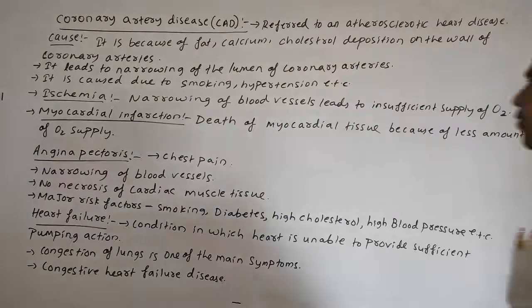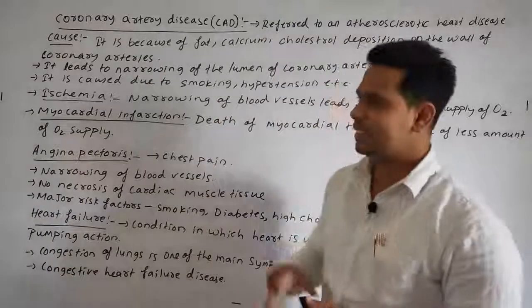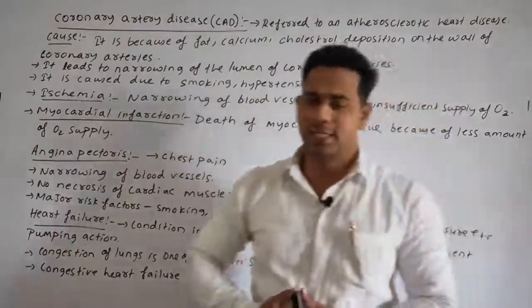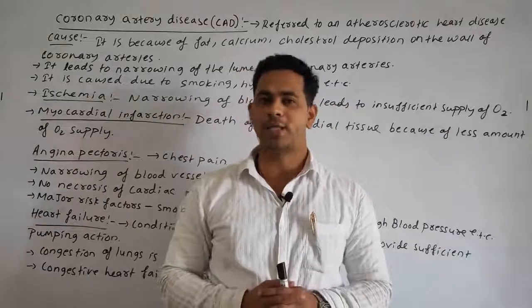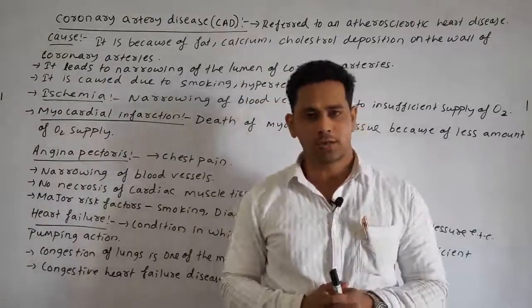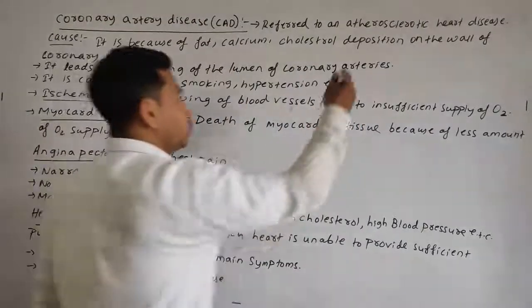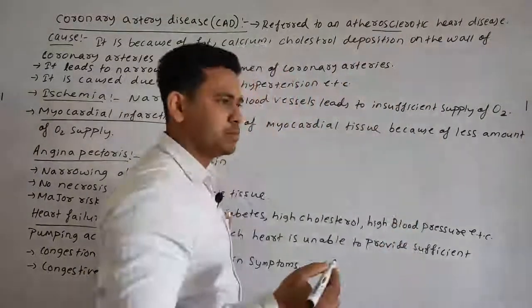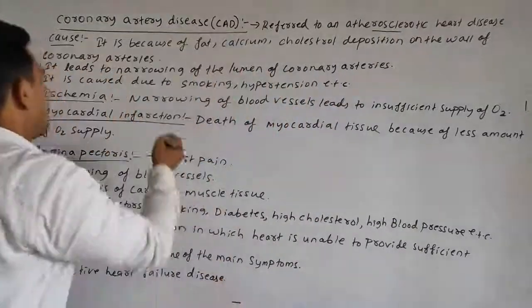Students, now we will discuss some more blood related disorders, that is the coronary artery disease or CAD. Coronary artery means the artery which supplies the oxygenated blood to the heart. It is also referred to as atherosclerotic heart disease, a cardiovascular heart disease. How is it caused?